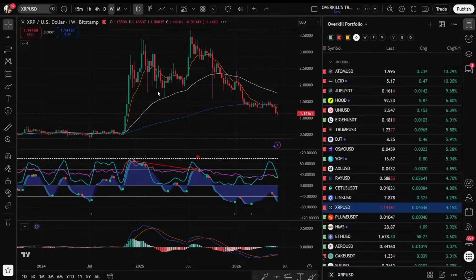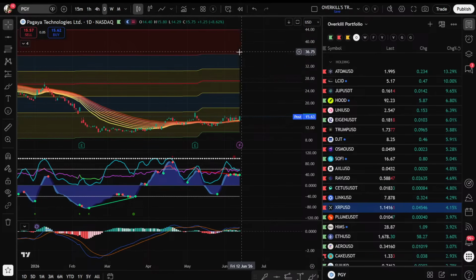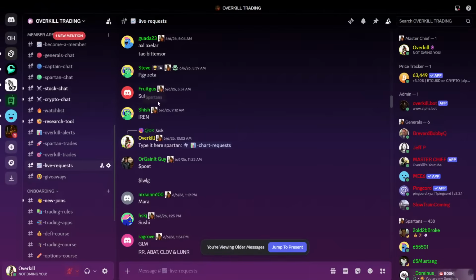What else we got here? PGY, that's that stock here. PGY is looking good. That one's still green, still trending up, still looking good. Our target is going to be up there at around 36 to 40. This actually looks really good here, very good with a stop loss at 1250.